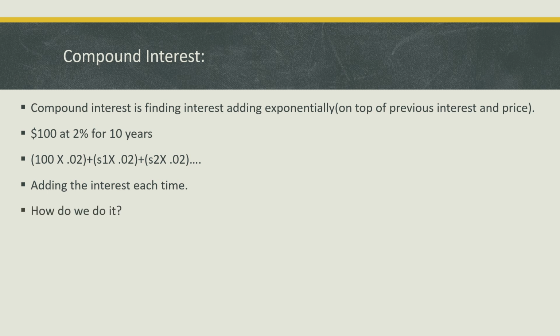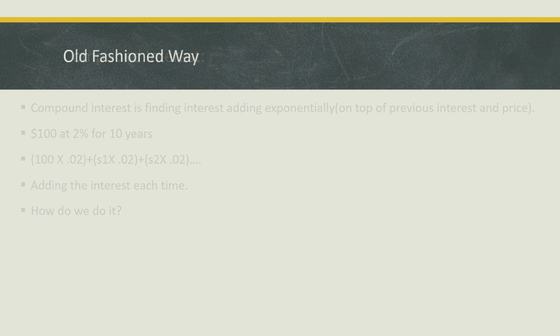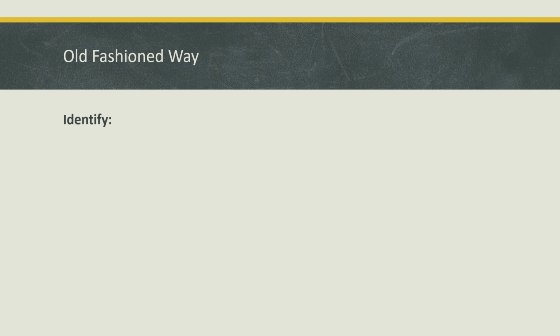So how do we actually do it? If we take things from a historically old-fashioned style, we could always just do it one year at a time and try and figure it out. To set it up, we have to first identify the pieces that we're working with. So of course, our principal payment is 100, our rate is 2%, and our time is 10 for 10 years. Now, we're not going to be focusing on the 10 in the same way. We're going to be taking it a step at a time.